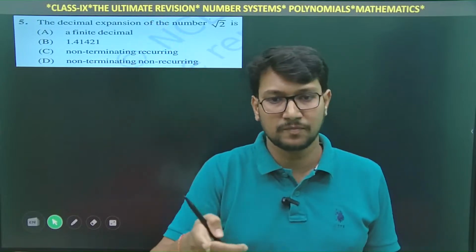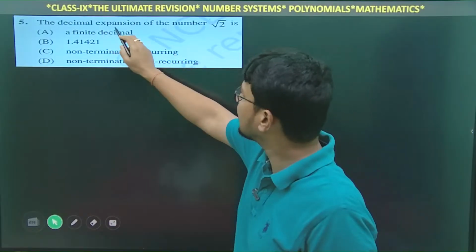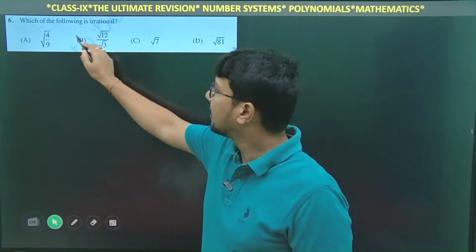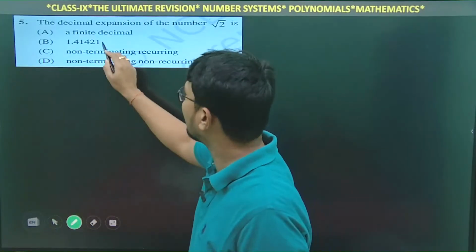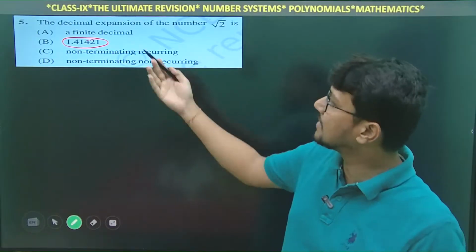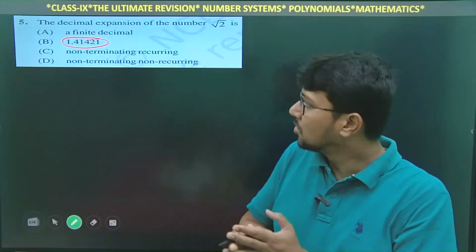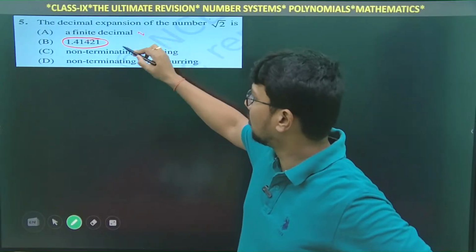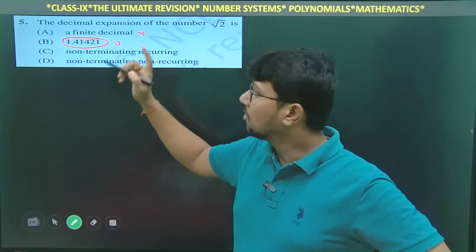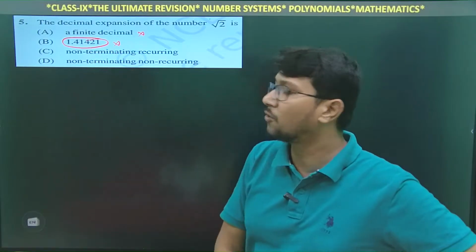What is the decimal form? This is the decimal expansion of the number root 2? It is not. It is a rational number. It is a terminating decimal value. It is not the root 2 value. You can say approximate, but the question is not asking approximate. So a finite decimal, no. Is it correct? No. It is an approximate value, but not exact. So the decimal form of root 2 cannot be 1.41421.